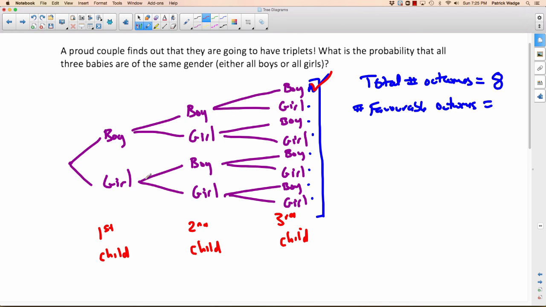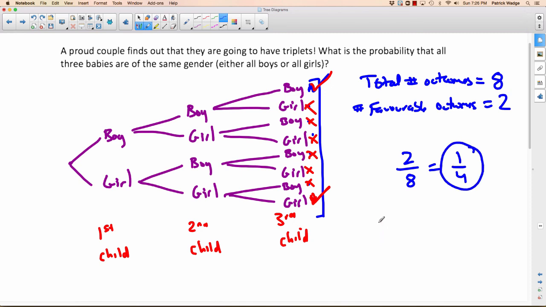And finally, I know you all skipped down there because you figured it out. Girl, girl, girl. Yes, this is the only other one that works. These were all no. The bottom one's a yes. The top one's a yes. Favorable outcomes is 2, which means the probability is favorable over total. And once again, we're not going to stop there. 1 out of 4 is our probability that they're all the same gender.